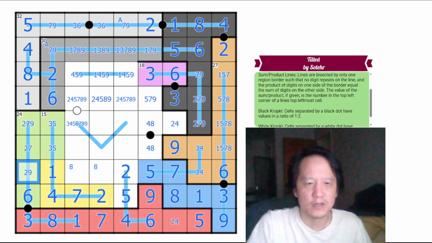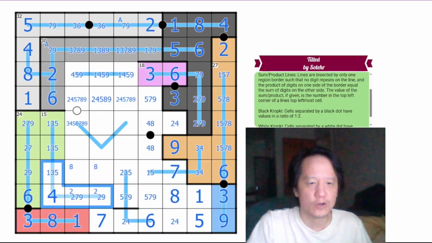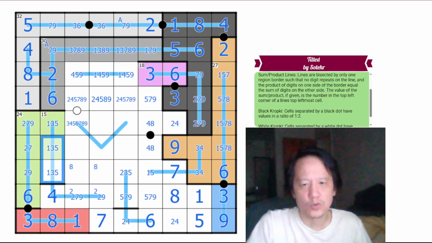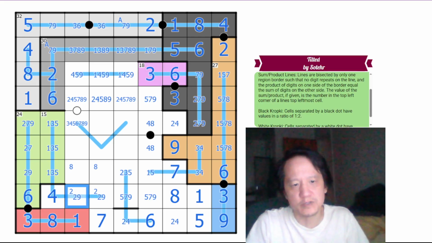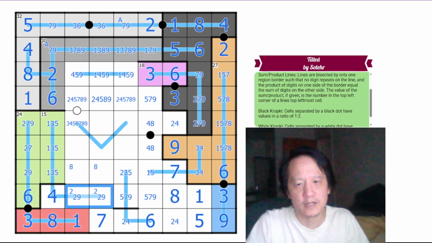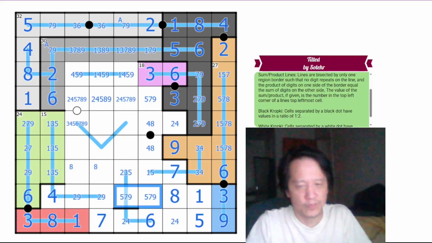This cannot be a 1, 2, 4, 7 region. It has to be 2, 4, 9. So this is the boundary here. This then is green. This must be a boundary here because this is a different region. This must be 2, 4, and 9 adding up to 15.